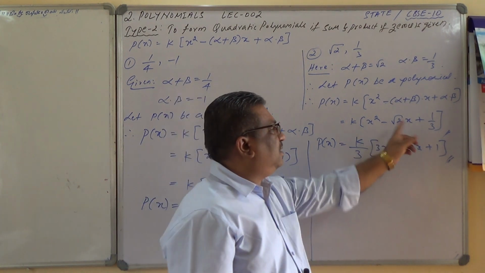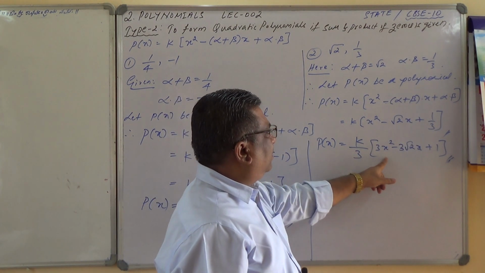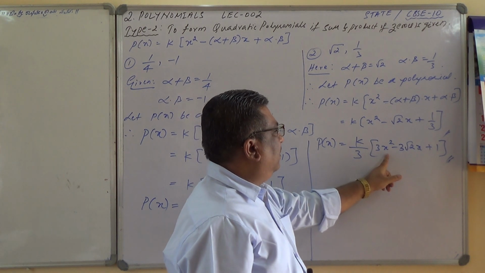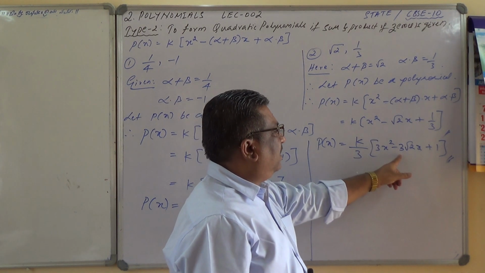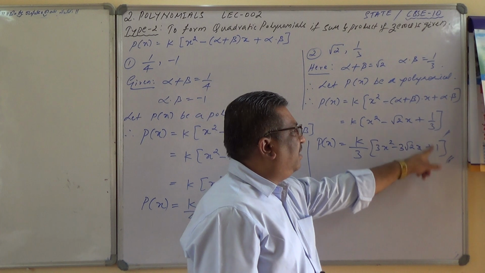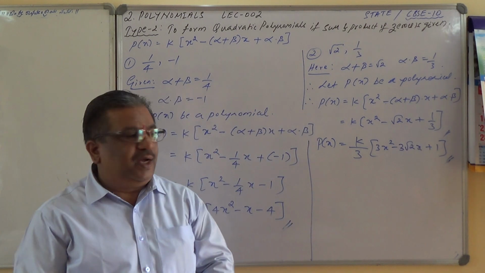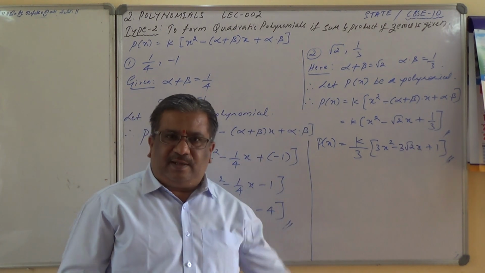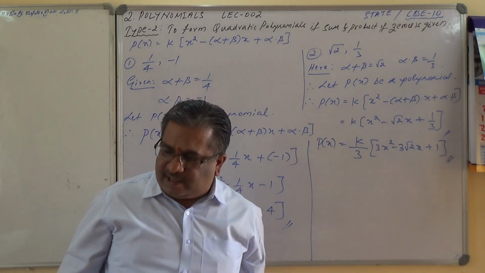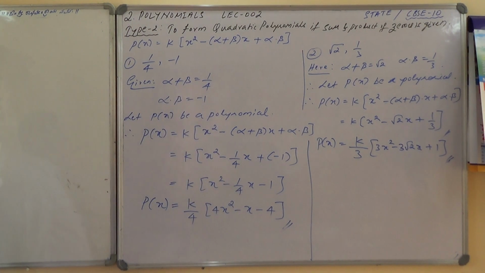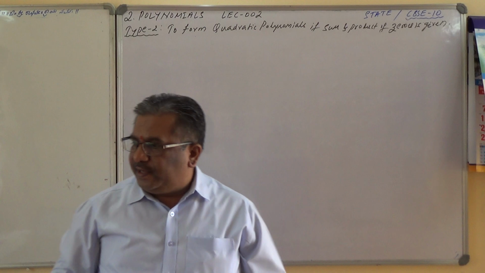See, how did I get this? Multiply by this 1 by 3, what happens? So 3 goes here, 3 cancels, x square, 3 cancels, minus root 2x, 1 by 3. It is, isn't it? So I hope you have understood. Let me take another 2-3 problems and we will go to next category. One exemplar problem, I will take it.